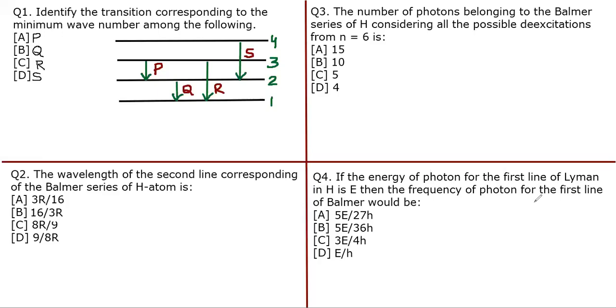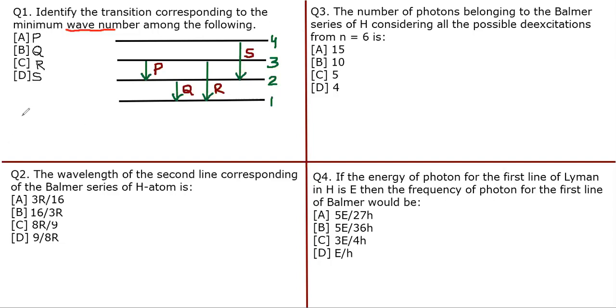Hello, yet another DPP of atomic structure. Now it is related to spectrum and the Bohr model. So let us continue: read all the questions, attempt them, then we will see the hint and then we'll have full solutions. The first question says, identify the transition corresponding to the minimum wave number among the following. So there's a diagram, identify that.